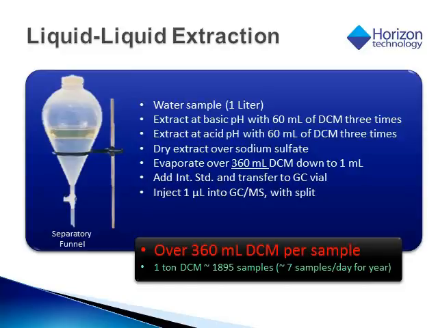So this translates into over 360 milliliters of DCM per sample. 1 ton of DCM translates to about 1,895 samples, or roughly about 7 samples per day per year.